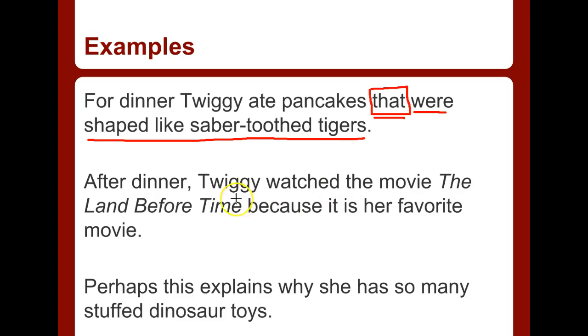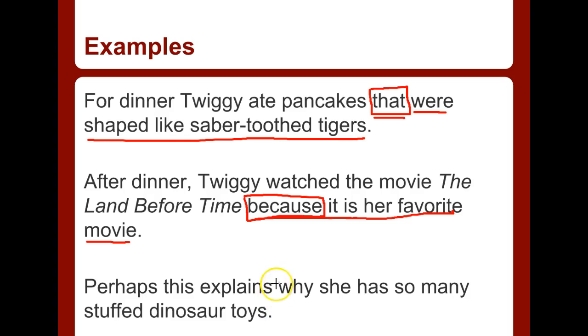In the second sentence, the word because is a word that starts a dependent clause. It is my subject, is the verb. The entire dependent clause is because it is her favorite movie. Once again, I can't just walk up to somebody and say, because it is her favorite movie, I don't know, because that's not a complete thought, because it is a dependent clause.